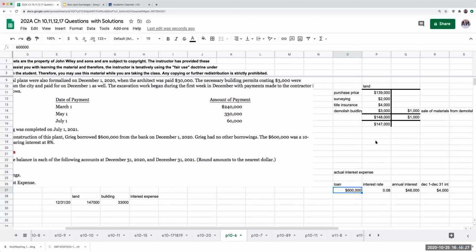So over here for my land, the land was 147,000. The next one is part of the building costs. The next one is my architect. Joanna is going to kill me because I'm spelling this wrong. Oh, I guess I got that one right. 30,000, and then over here I had building permits, 3,000.